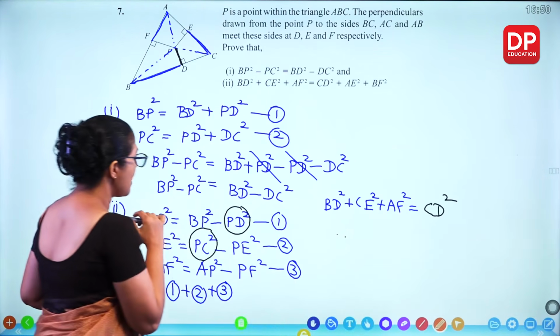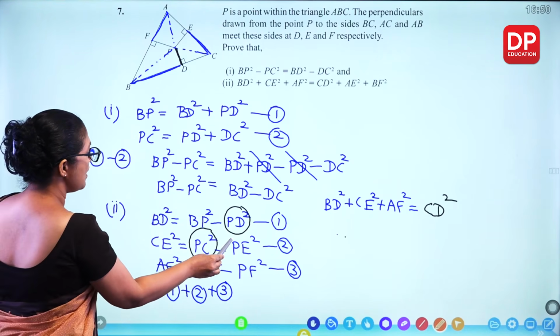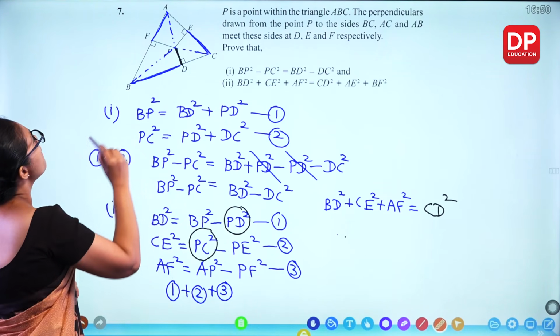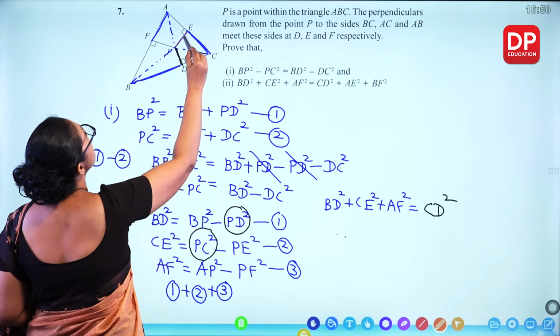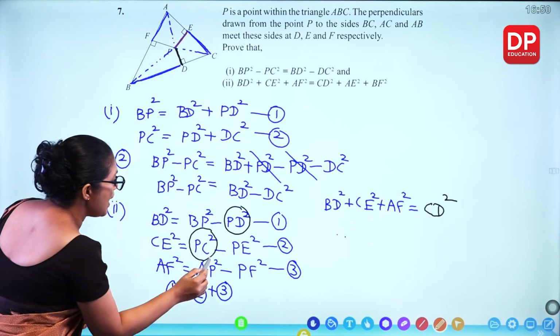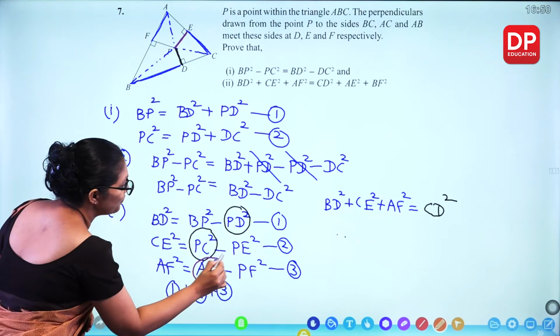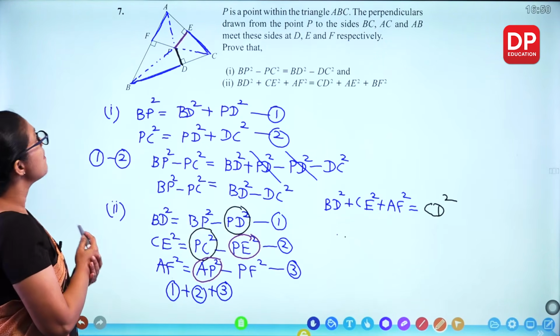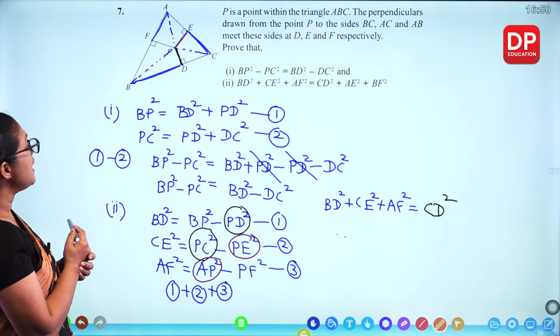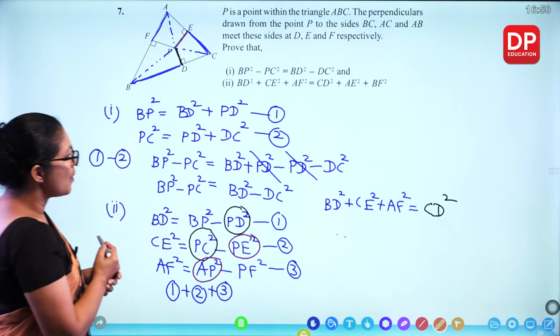Now we'll take another one. This one, PE squared. PE squared is this one. So I can connect with AP. AP squared and PE squared, these two. What happens? AP squared minus PE squared. I am getting AE squared.